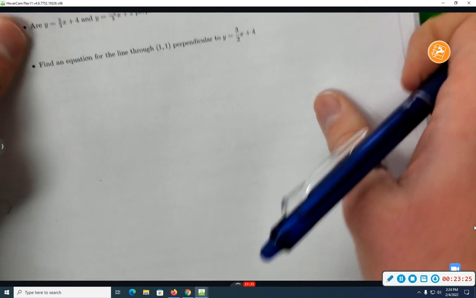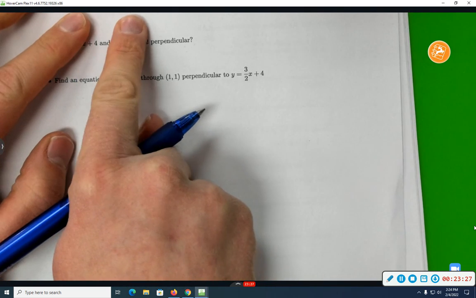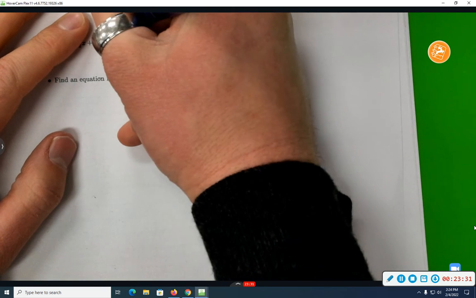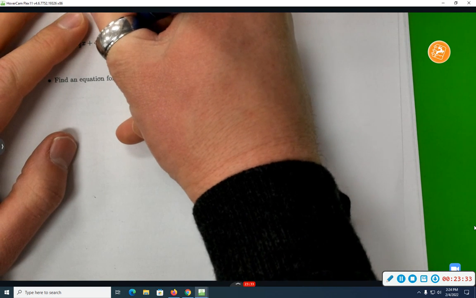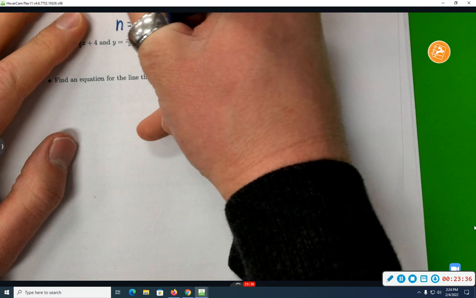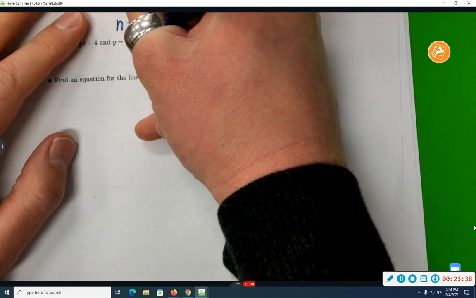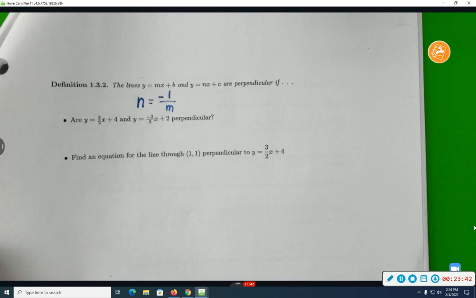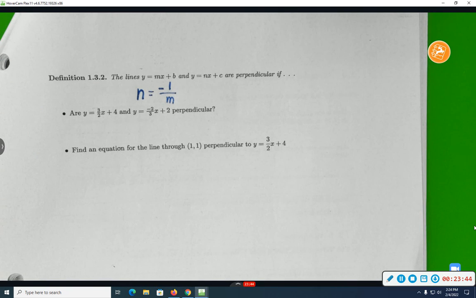So let's state that fact. Two lines, y equals mx plus b and y equals nx plus c, are perpendicular if the slope of one of them is negative 1 over the slope of the other. All right, so let's just check. Are those two lines actually perpendicular by that rule?